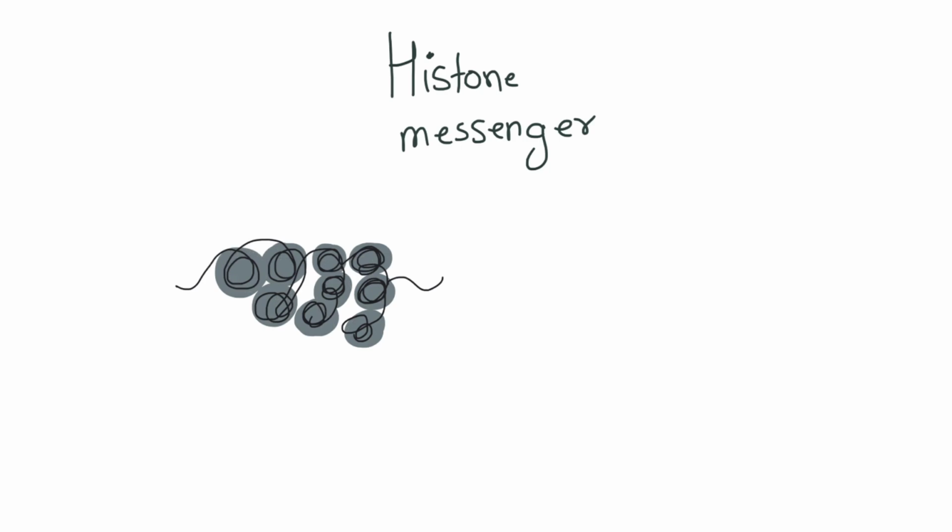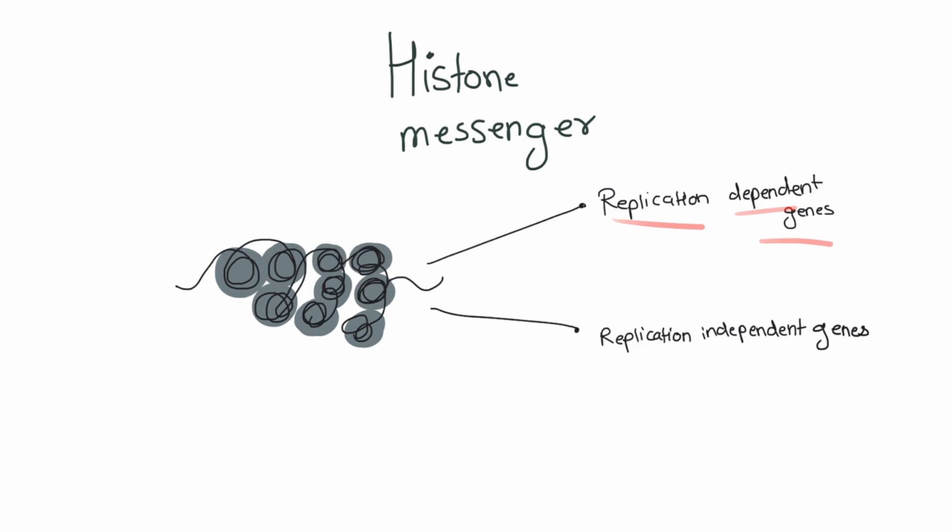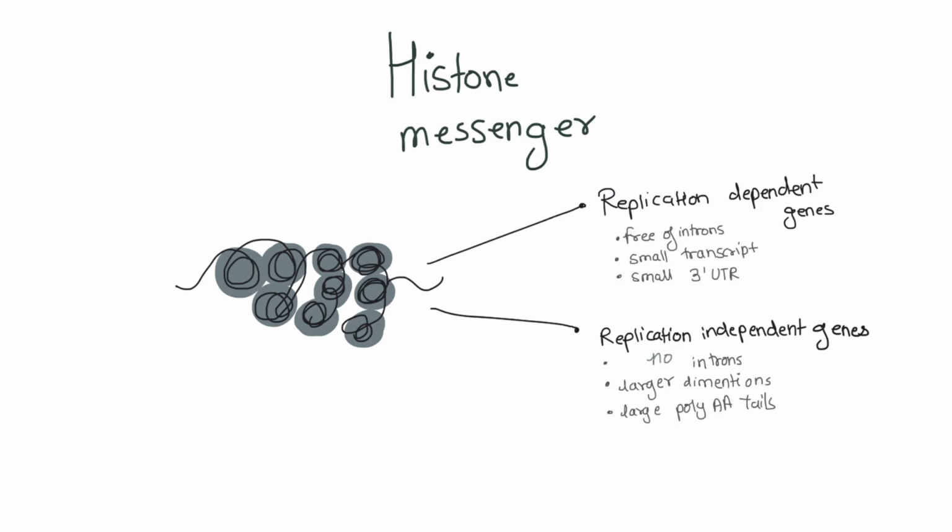What gene codes for it? So let us look at this at a more molecular basis. There are two types of genes that actually code for histones. The first type of gene is known as the replication dependent gene. Then we have the replication independent gene. Both of these genes have one thing in common, that they don't have an intron in them. Both of them are free of introns.